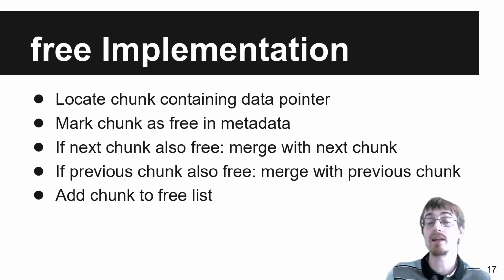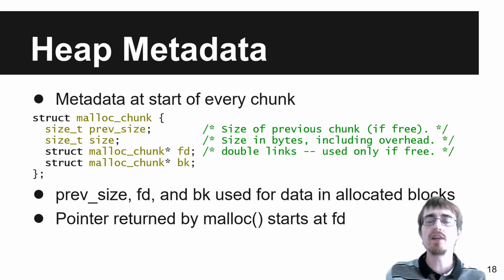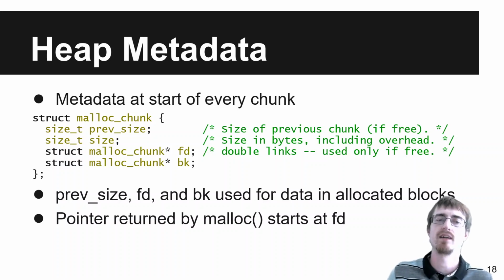So we then add the chunk to the free list, which allows malloc to find it if we're asking for more memory later on. This is what the heap metadata looks like. So this definition here was literally taken from the dlmalloc implementation. Struct malloc_chunk includes 4 fields. However, it would seem that this creates an overhead of 32 bytes for every chunk.